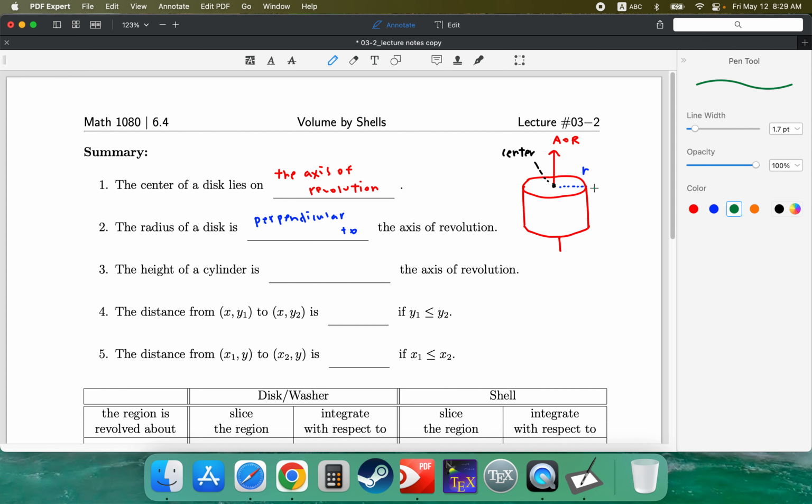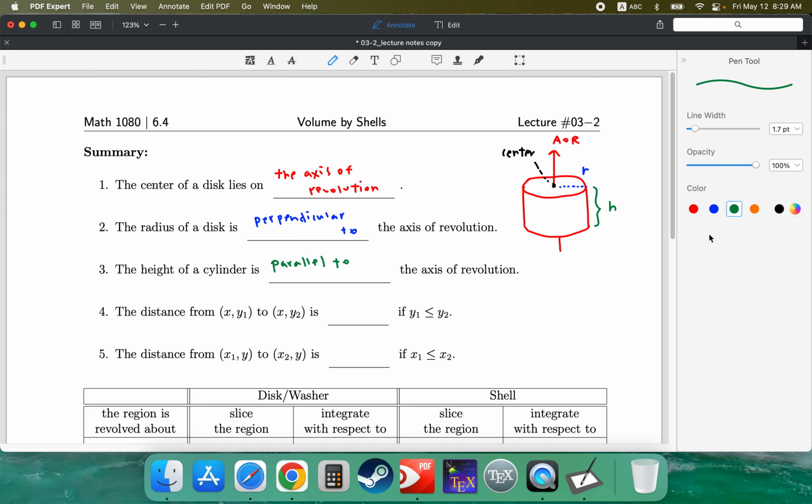And you can see that the height right here will be parallel to the axis of revolution. For example, if you rotate around the y-axis, then your h will be your y value. If you rotate around the x-axis, then your height will become your x value.